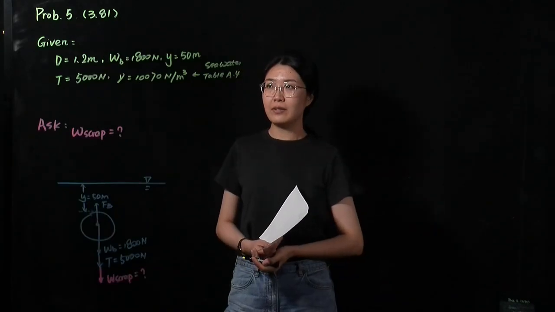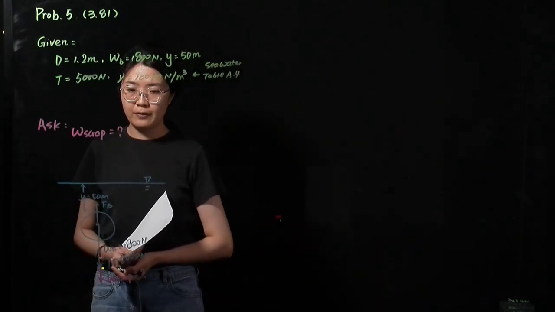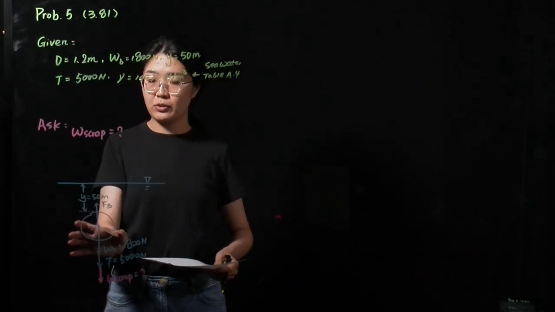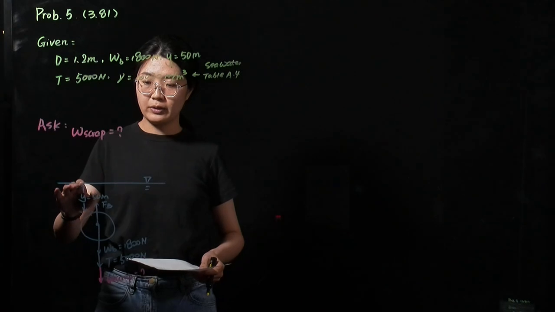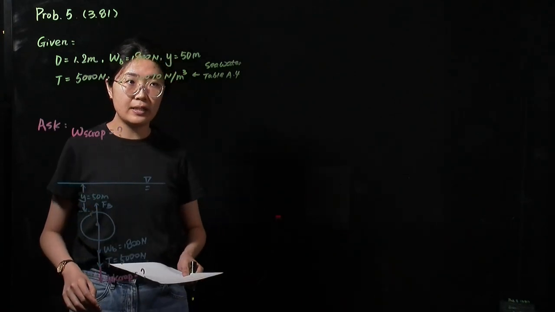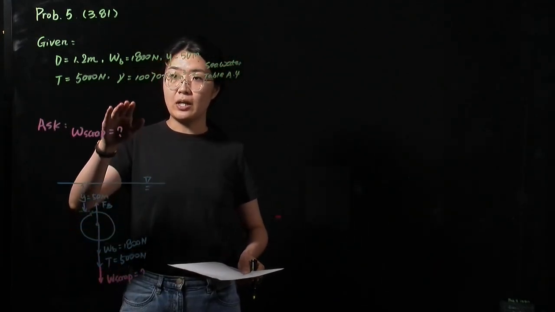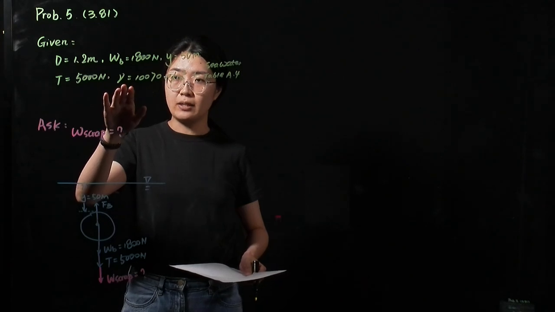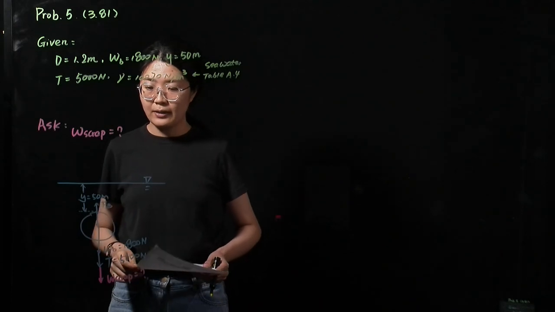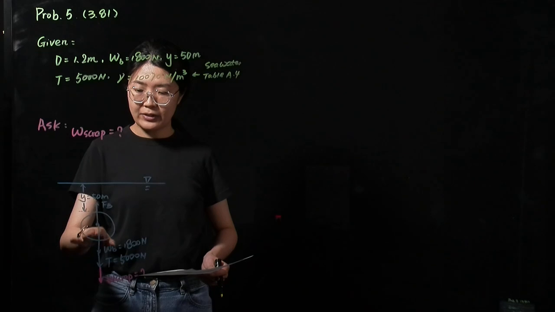Okay, now take a look at problem 5. In this problem, we have a submerged spherical steel, and we know the diameter of this sphere is 1.2 meter, and the distance from the water line to the top of the sphere is 50 meter. And because it is in seawater, based on table 8.4, we can determine its corresponding specific weight of the seawater is 10,070 Newton per cubic meter. And regarding the forces, we have 4 forces exerted on the sphere.